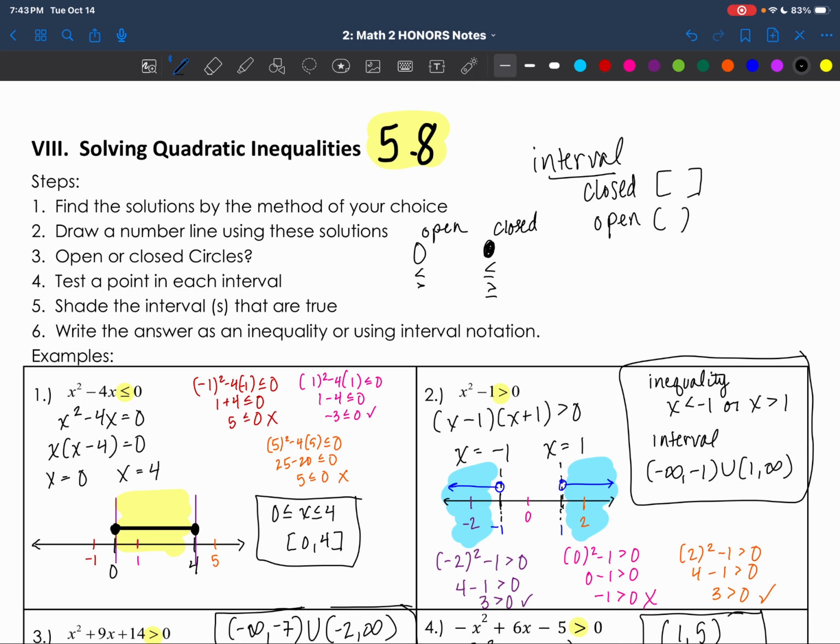All right, then what you're going to do is test a point in each interval. So as you're looking at each interval, you're going to determine, is it a true statement or a false statement? And then once you determine if it's true or false, you're going to shade the intervals that are true. And then finally, write your answer as an inequality or using interval notation. Oh, and another thing: when you're doing your interval notation, if it's a closed point, you're going to use brackets around whatever is included. And if it's open, you'll use your parentheses.